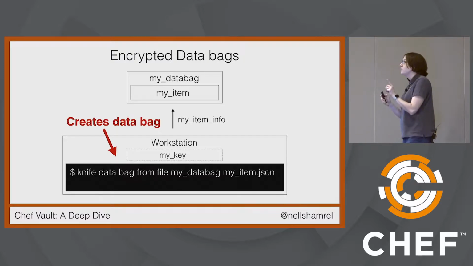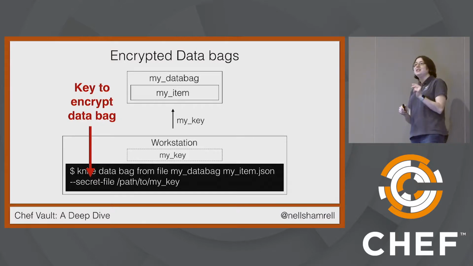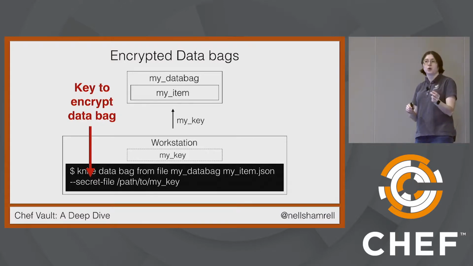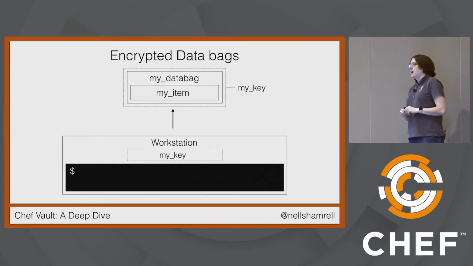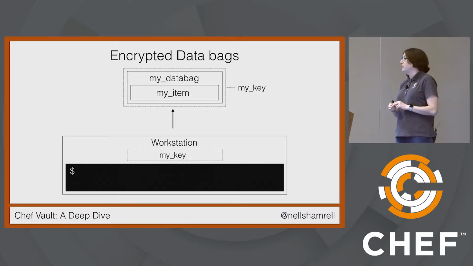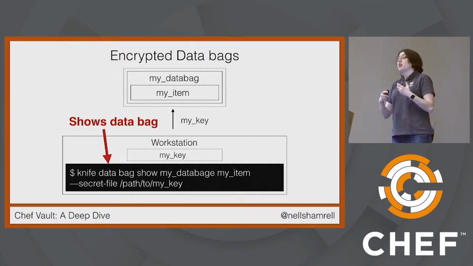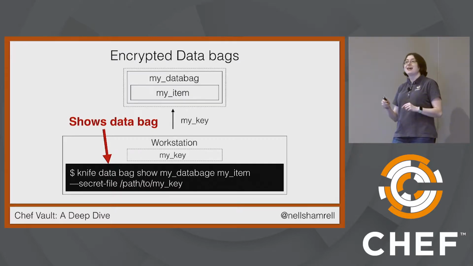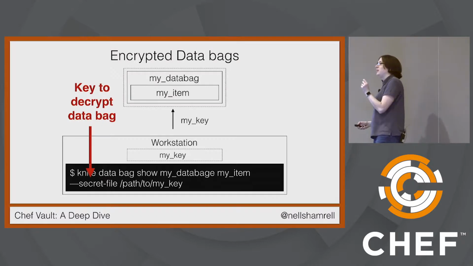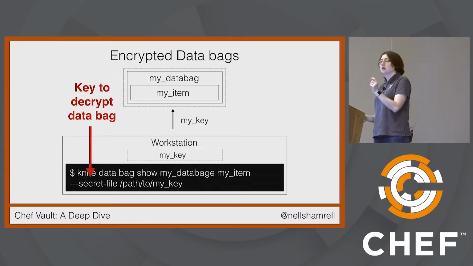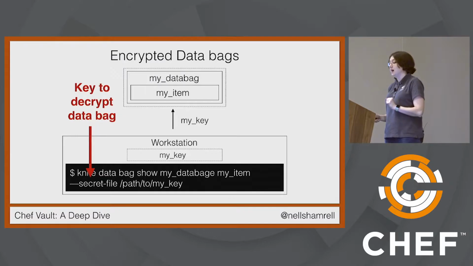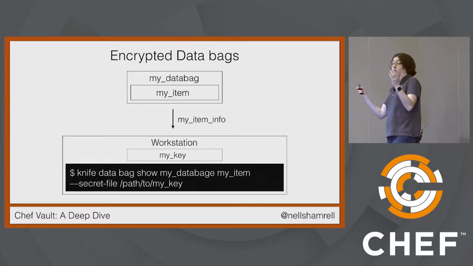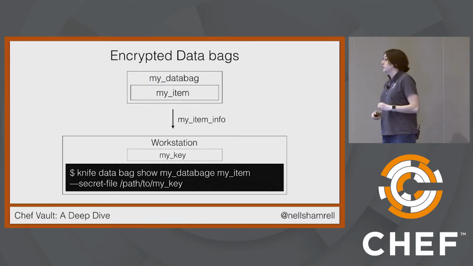But I'm going to pass one more argument to that command. I need to pass it the path to that key on my workstation that I want to encrypt that data bag with. And once I do that, I will have a data bag with my item inside it, and it's encrypted with my key. If I want to look at what's in this data bag, I would use the knife data bag show command, and again, I would pass it that same key. I need to pass it that particular key anytime I want to decrypt that data bag. And then the info within that item will be passed back and rendered on my workstation.